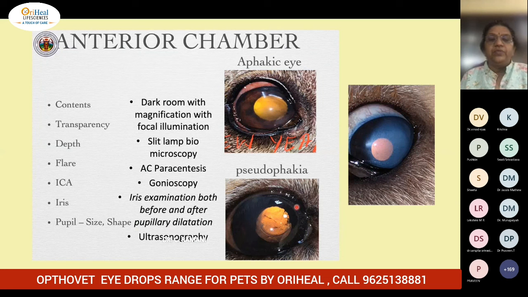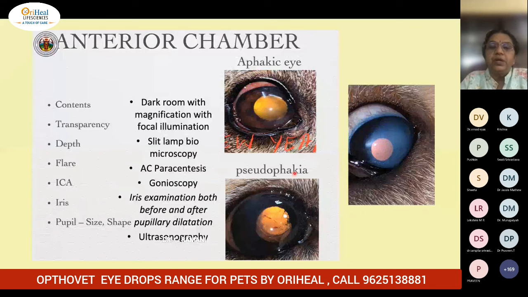Now comes the anterior chamber. So after finishing this, the contents of the anterior chamber you have to evaluate: the transparency, the depth, the flare, which means whether it is transparent or whether it is turbid, then the iridocorneal angle, iris, and pupil. So all this you can do with the help of a dark room with magnification and focal illumination. Slit lamp biomicroscopy, AC synthesis helps in the flare, then gonioscopy for the ICA, that is the iridocorneal angle. Iris has to be examined before dilatation and after dilatation. And then ultrasonography if there is some opacity in the path.